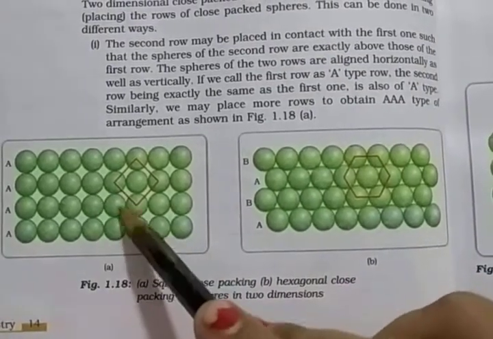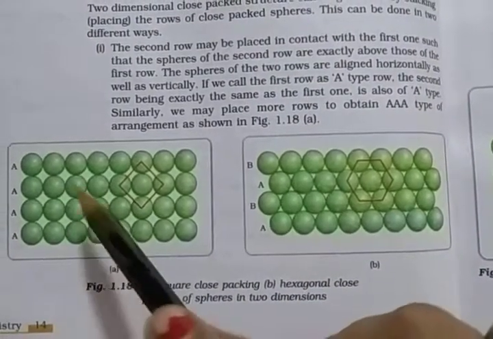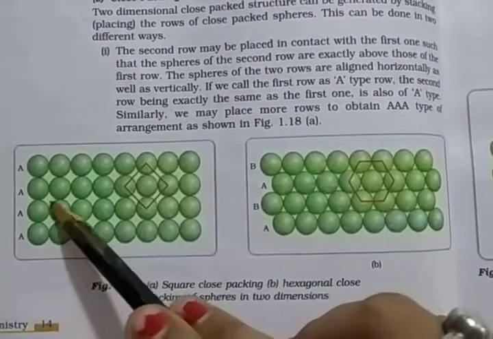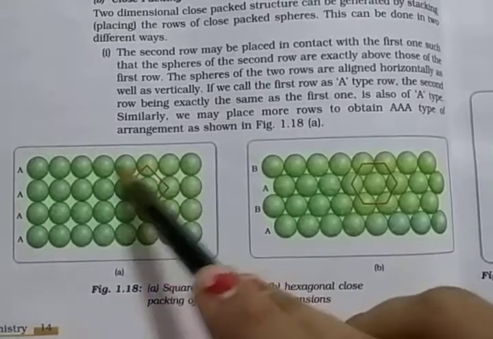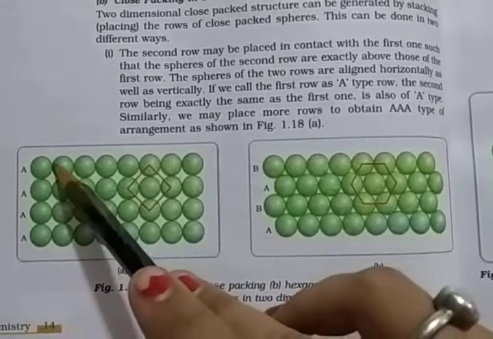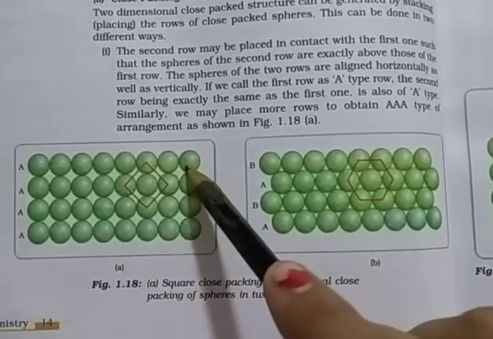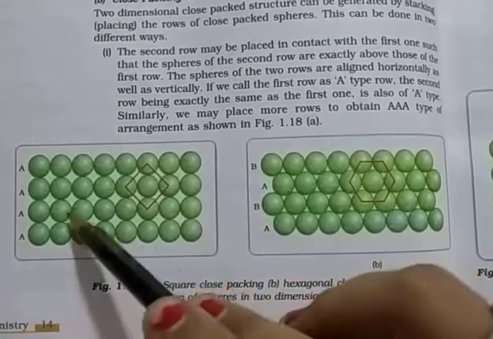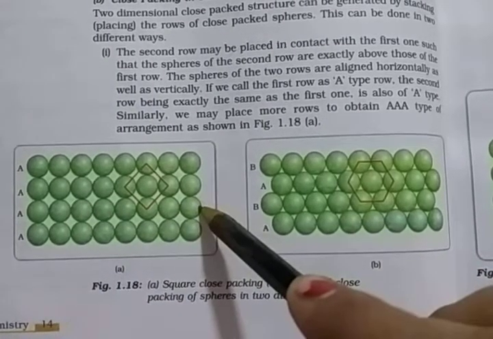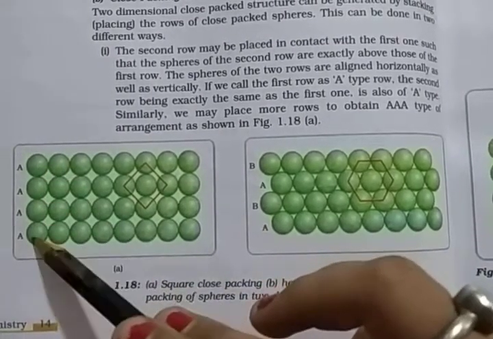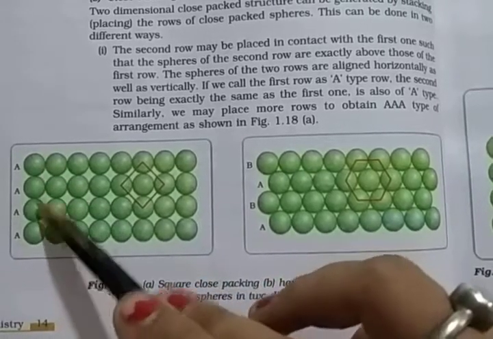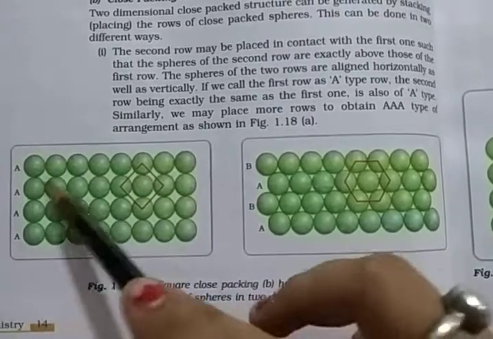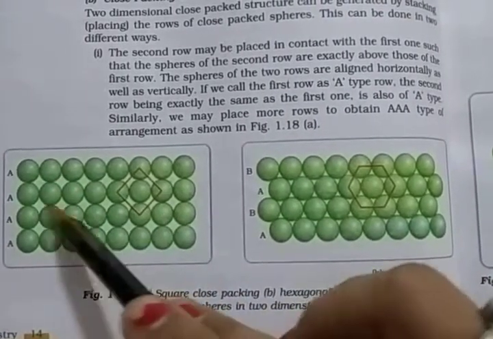Square close packing. In this way, first we arrange a row in one dimension, and then the second row is placed in contact with the first one, such that its spheres are exactly above those of the first row. The spheres of the two rows are aligned horizontally as well as vertically.